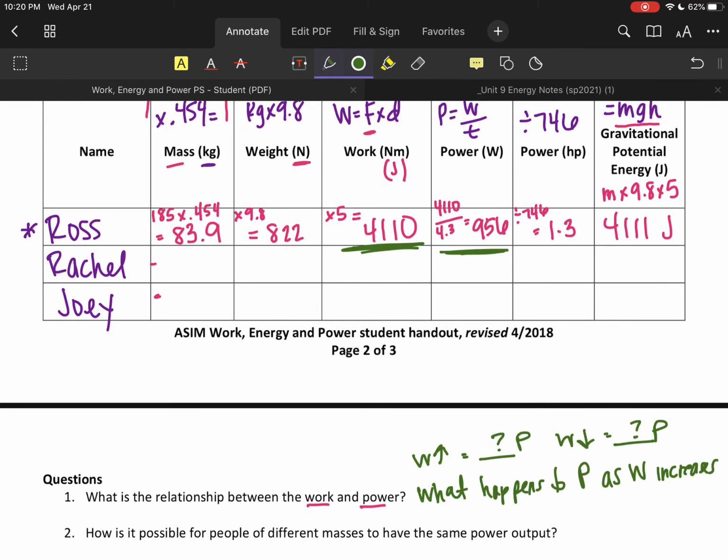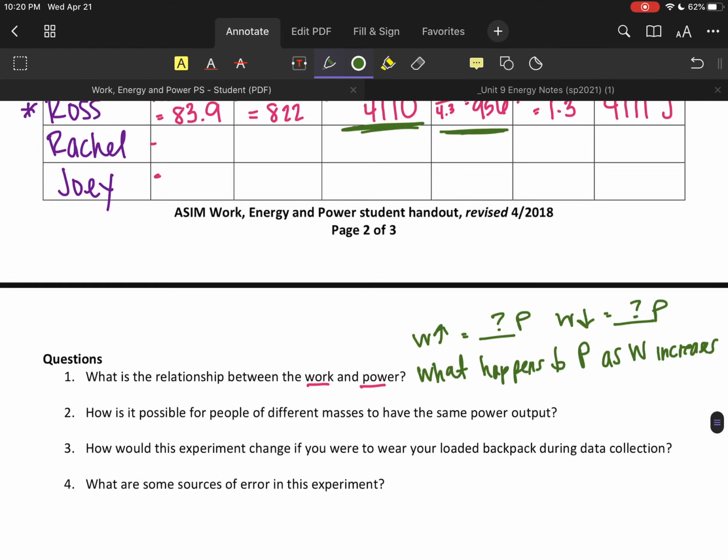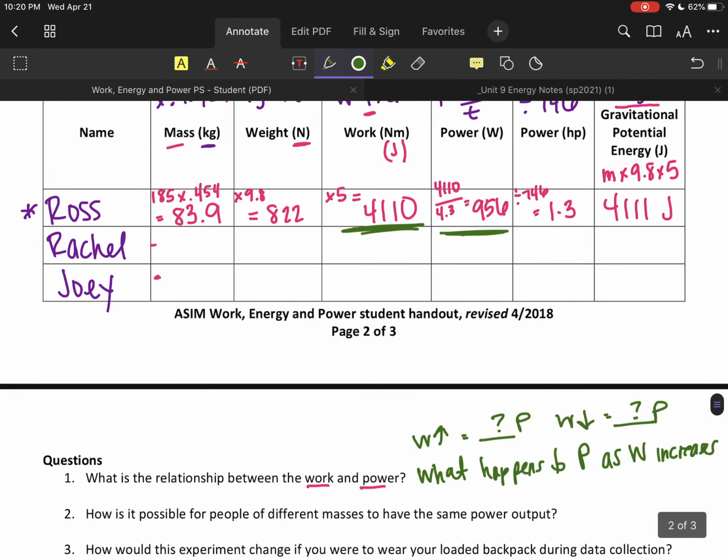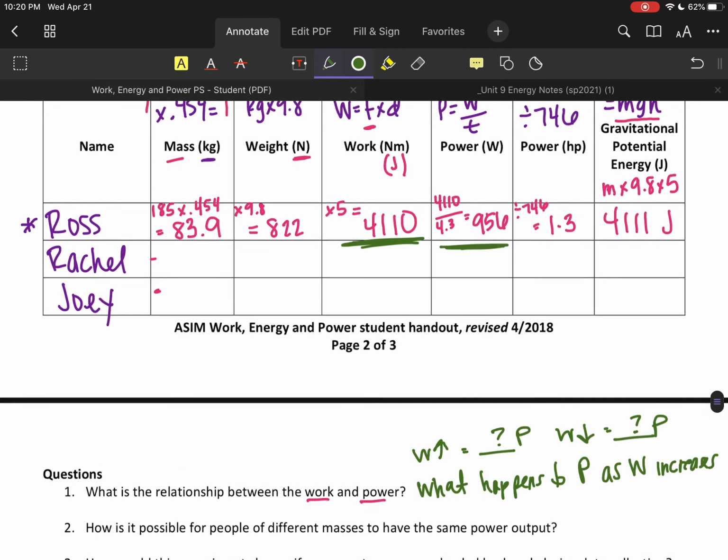Look at your data and see if you can see a relationship. If you have only a little bit of work, what kind of power do you have? If you have a lot of work, what kind of power do you have? Number 2, how is it possible for people of different masses to have the same power?